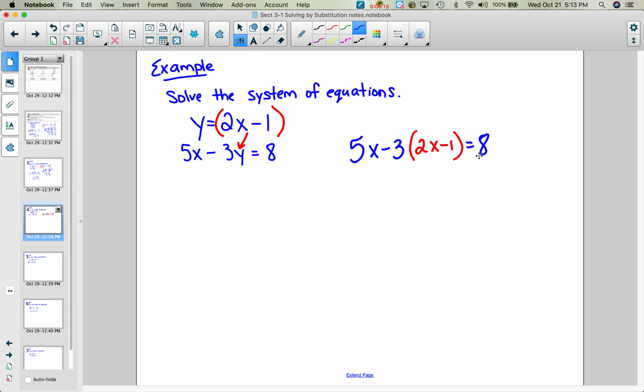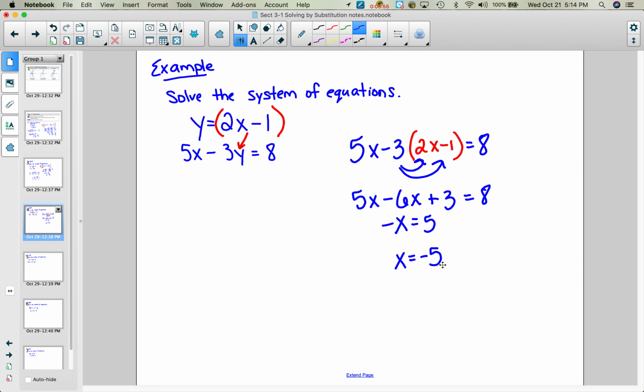equals 8. So notice that's the only thing I've done. The only change is I've replaced the y with a 2x minus 1. I've substituted, thus the name substitution method. Now you're still going to have to distribute here, so we get 5x minus 6x. That's going to make this a plus 3 when I distribute, equals 8. So we get negative x, I'm going to go ahead and subtract the 3 at the same time, is 5. Well, if the opposite of x is 5, then x equals negative 5. And you can get that by multiplying both sides by negative 1.